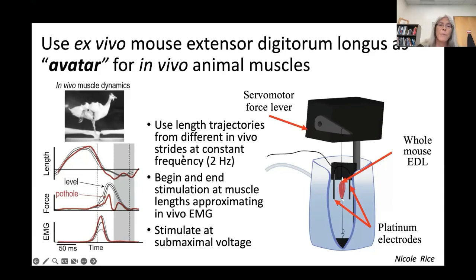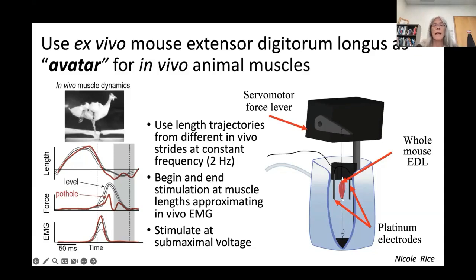But instead of using sinusoidal length trajectories, as is typically done, or sawtooth trajectories sometimes, in a typical work loop, we actually take length trajectories from in vivo strides from different animals. And then we can begin and end stimulation at the same lengths, approximating the in vivo EMG.